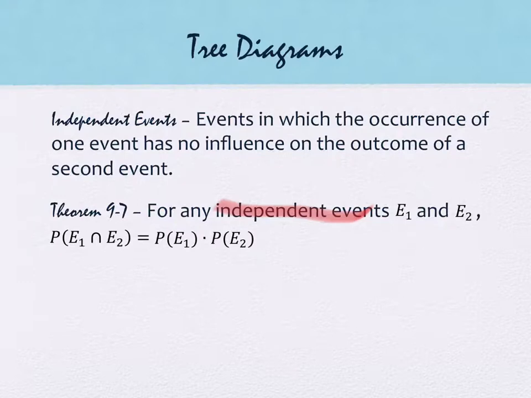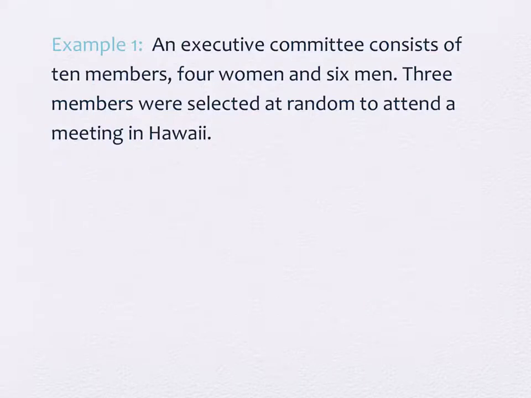All right, so let's take a look at example number 1. The first thing I want us to talk about, just because we've talked about this language, is whether or not the event is independent. An executive committee consists of 10 members, 4 women and 6 men. 3 members were selected at random to attend a meeting in Hawaii.